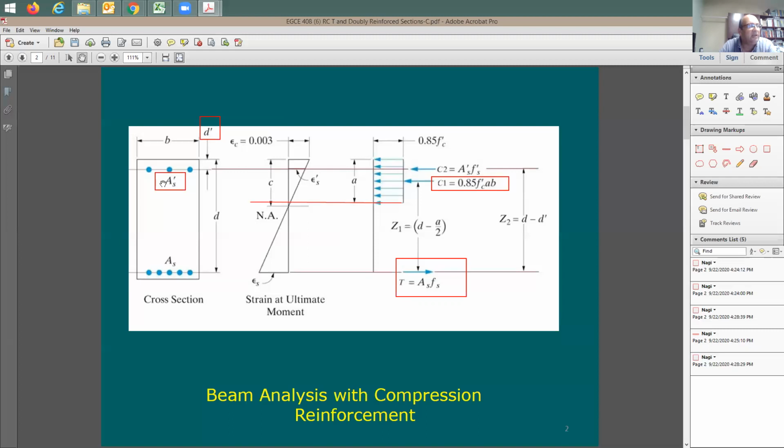Multiplied by the cross-section area of the steel, AS prime. Okay, now I have two forces.